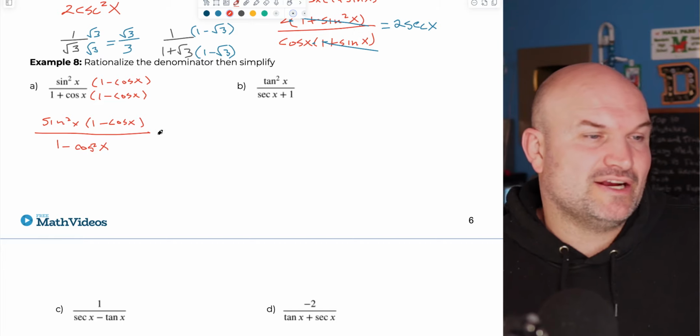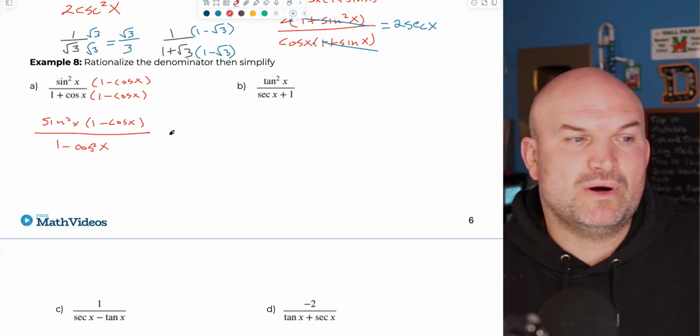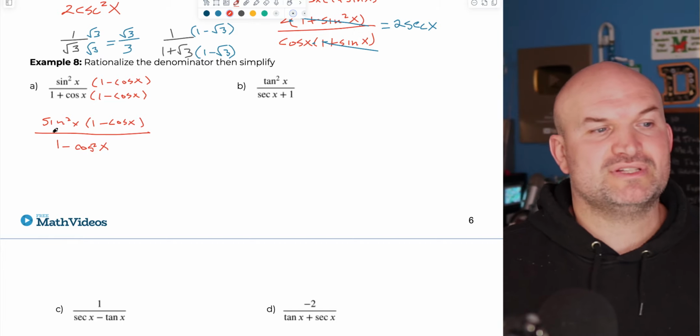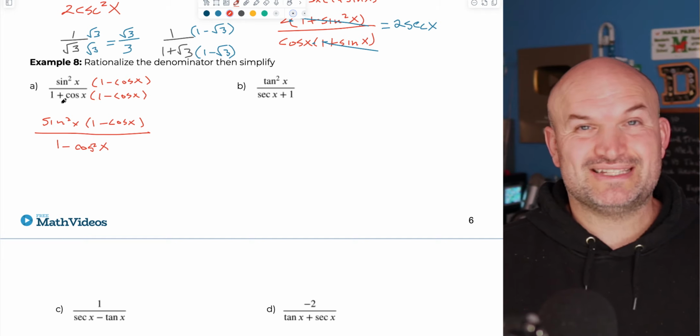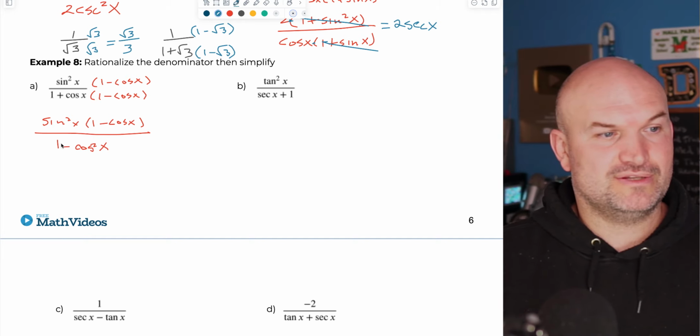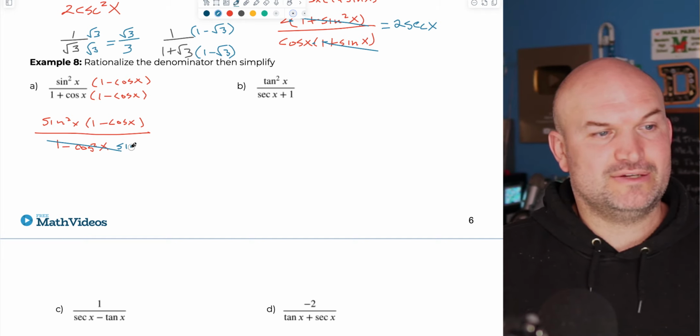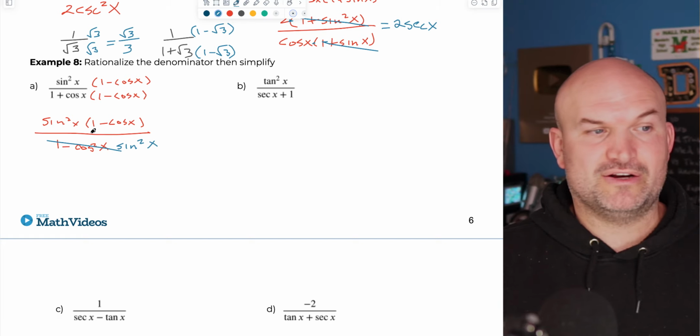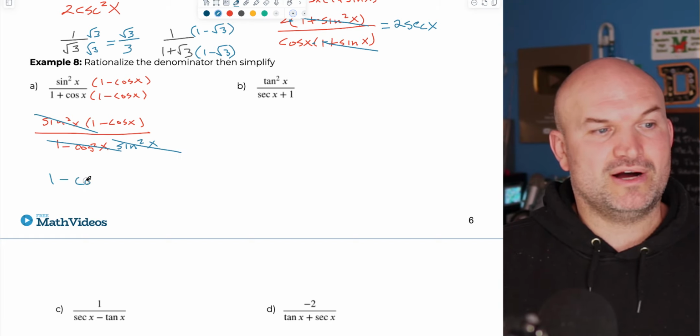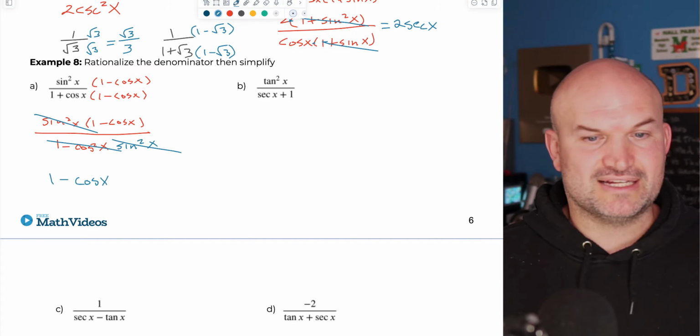And again, think about your Pythagorean identity. Sine squared plus cosine squared equals 1. If you subtract cosine squared on both sides, this is just equal to sine squared. So I can actually just say that's equal to sine squared of x using my Pythagorean identities, which now those will divide out. So my final answer is 1 minus cosine of x.